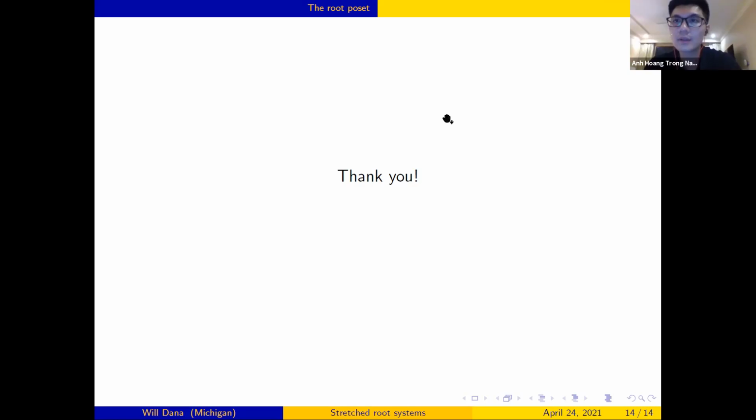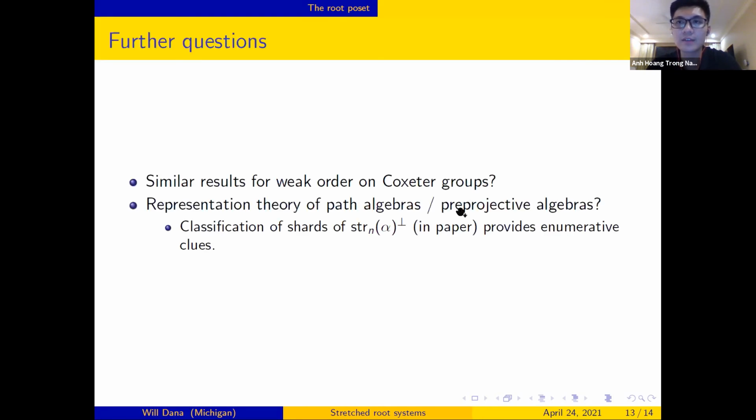Any other questions? So you say one of the further directions that's possible is to look at the weak order on Coxeter groups, right? Have you looked at the very smallest case, for example, like A3 that you just talked about? Is there any difference between the weak order case and the root poset case?